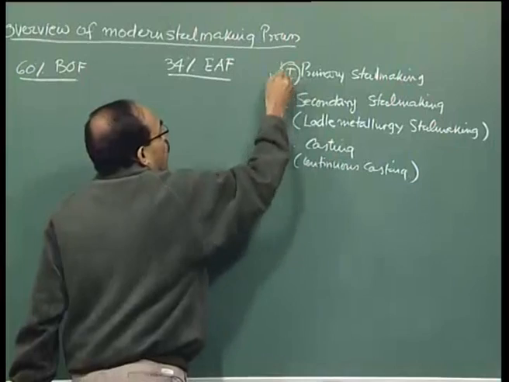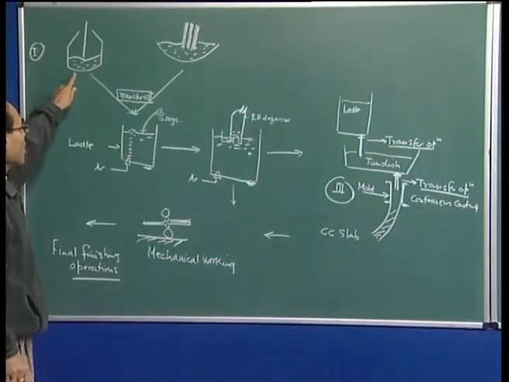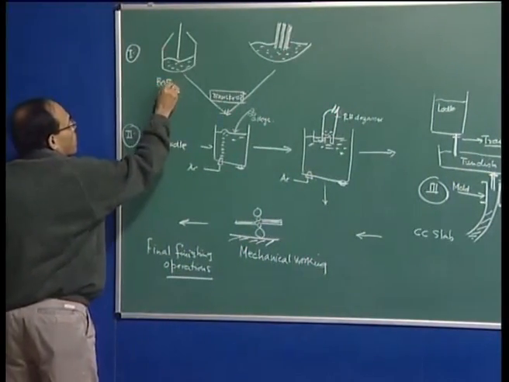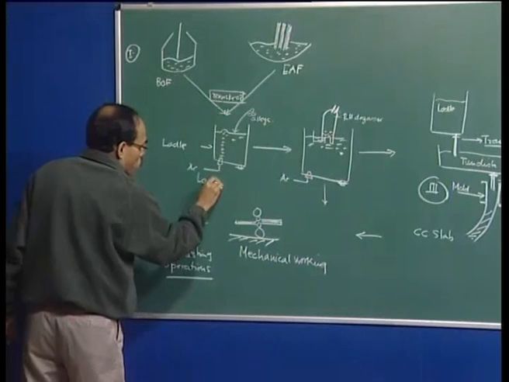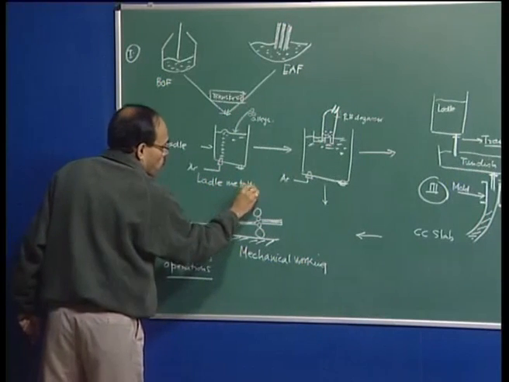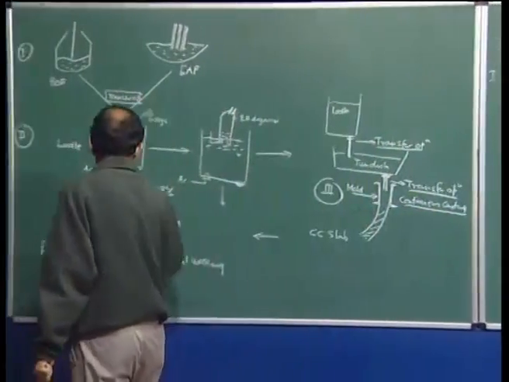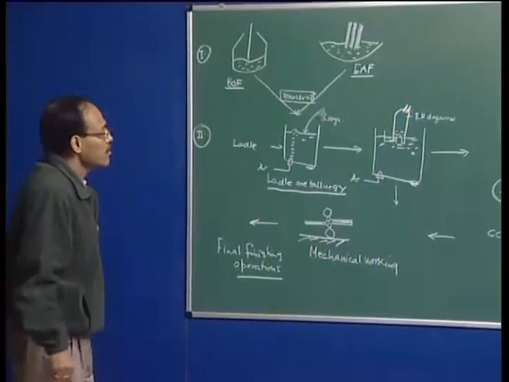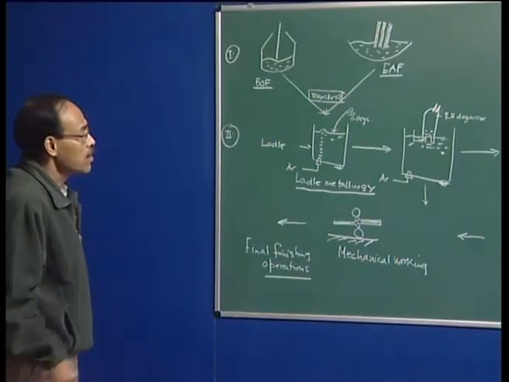And this is 1, 2, 3. Now, let me give you some idea about, of course, you are going to deal with basic oxygen steel making processes. So, BOF, EAF, ladle metallurgy, and continuous casting. Let me explain this circuitry during the next 1 hour or so, so that you get a nice overview of the subject of modern steel making.